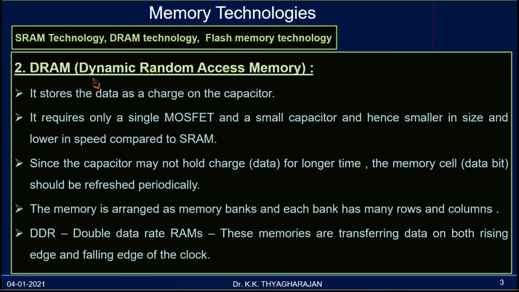The DRAM is nothing but dynamic random access memory. It stores the data as a charge on the capacitor. It requires only a single MOSFET and a small capacitor, and hence is smaller in size. It is also lower in speed compared to SRAM. Since the capacitor may not hold charge for a long time, the memory cell or data bit should be refreshed periodically. The memory is arranged as memory banks, and each bank has many rows and columns. DDR or double data rate RAMs transfer data on both the rising edge and falling edge of the clock.